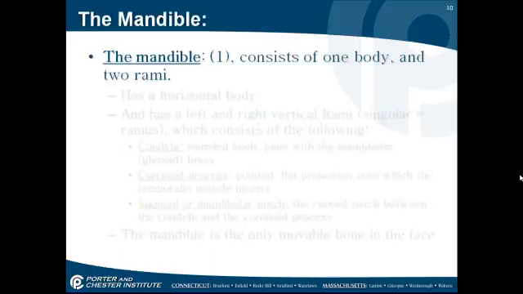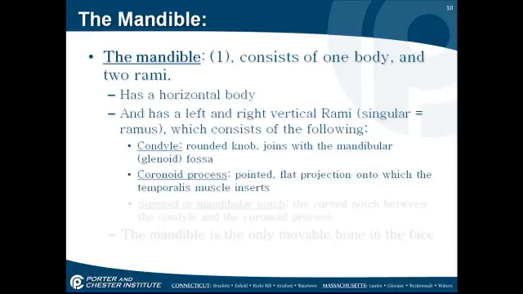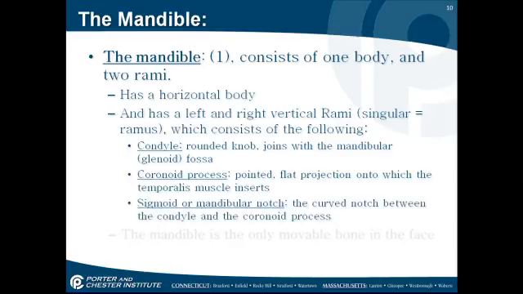The mandible, there's one of those, and it consists of one body and two rami, or a ramus, or two rami. It has a horizontal body and a left and right vertical rami. They consist of the following. Each ramus contains a condyle, which is a rounded knob that joins with the mandibular glenoid fossa, a coronoid process, which is a pointed flat projection onto which the temporalis muscle inserts, and the sigmoid or mandibular notch, the curved notch between the condyle and coronoid process.